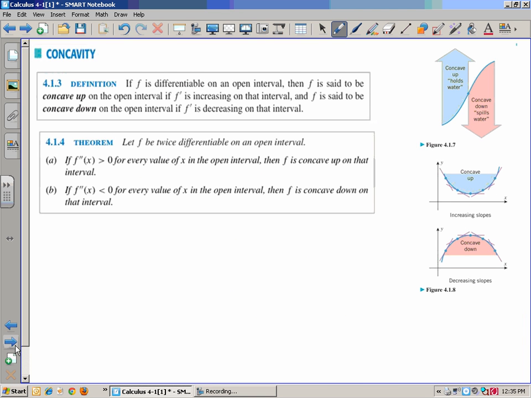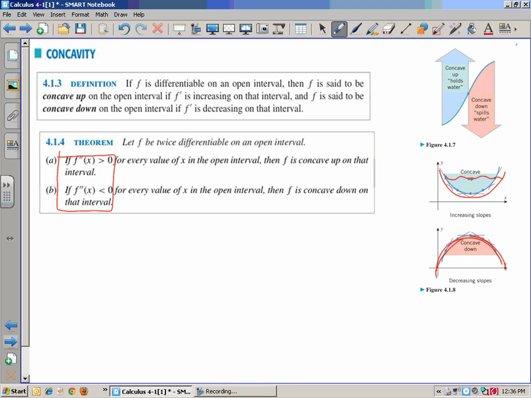Okay, the second thing we're going to talk about is concavity. And concavity means it's either going to be catching water or spilling water. That's how I look at it. So if rain were falling, I'm either going to catch it or my umbrella is going to let it spill over. Okay? And the way we look at this is we take a look at the second derivative test.